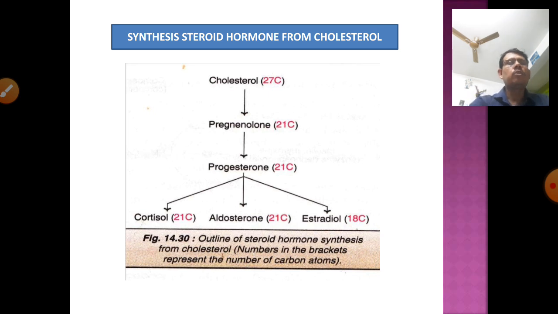Next, synthesis of steroid hormones. All the steroid hormones are synthesized from cholesterol, and these hormones are essential for our body for different biochemical reactions, like estrogen, progesterone, androgen, and many others. Cholesterol, a 27-carbon compound, first forms pregnenolone, then progesterone. Cortisone is an anti-inflammatory hormone, progesterone controls many reproductive functions, aldosterone is a mineralocorticoid, and estradiol is another estrogenic hormone which controls pregnancy and other reproductive functions. Basically all steroid hormones are synthesized from cholesterol.